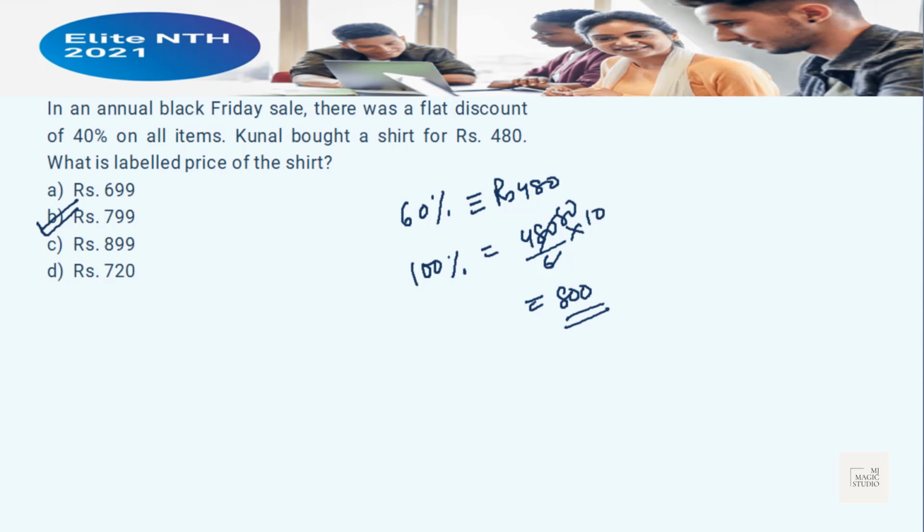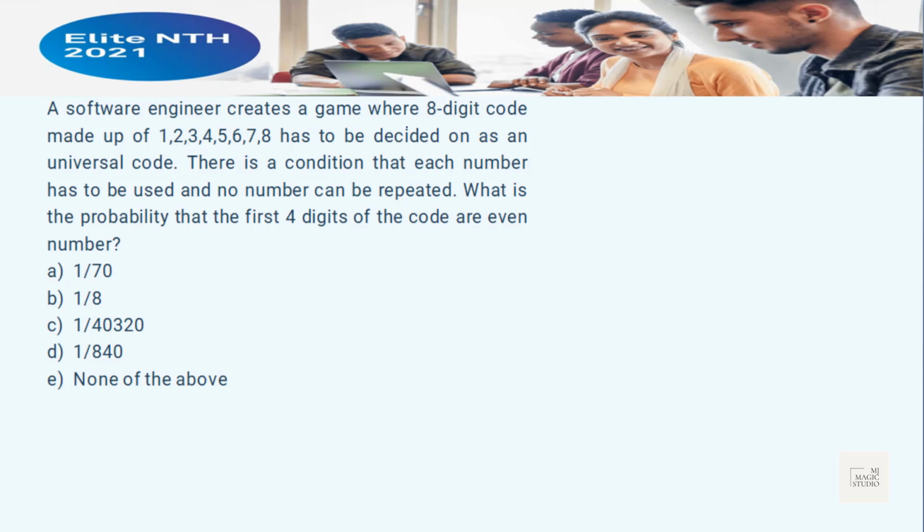Option B. A software engineer creates a game where an 8-digit code made up of 1, 2, 3, 4, 5, 6, 7, 8 has to be decided on as a universal code. There is a condition that each number has to be used and no number can be repeated. It's an 8-digit code. So, what is the probability that the first 4 digits of the code are even numbers?